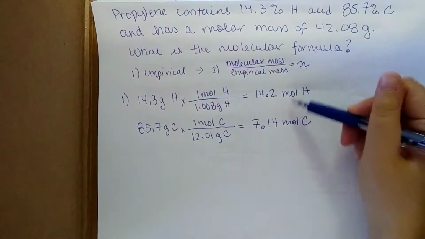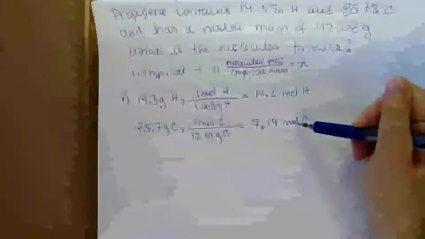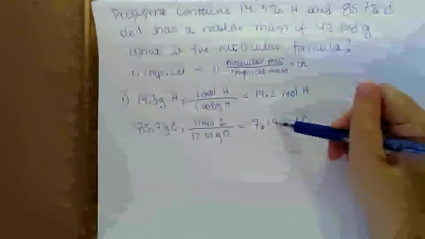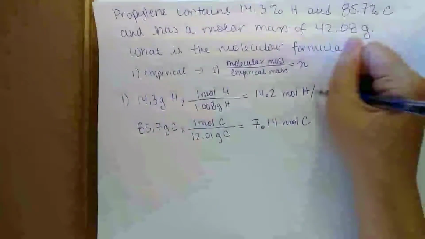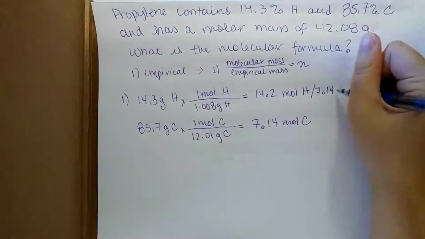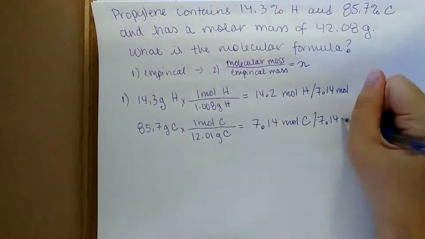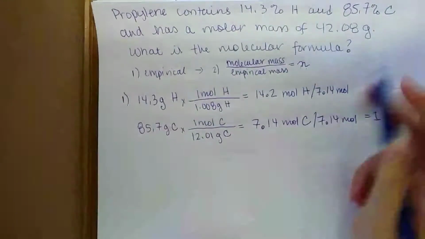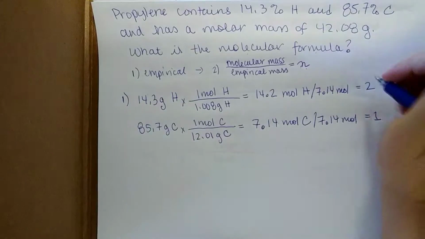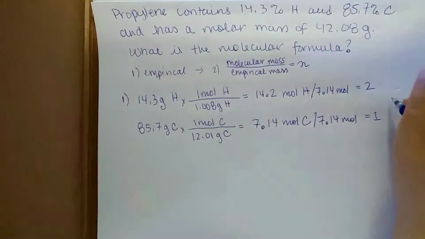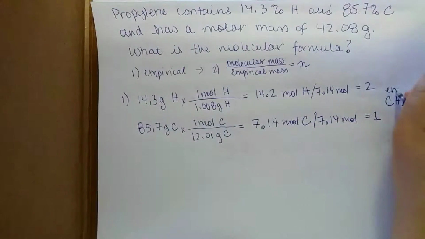Now that we have both of these quantities in moles, we're just going to divide by the lower number of moles, which in this case is the 7.14. So 7.14 moles over 7.14 moles, of course, this is 1. You can kind of see from inspection this is 2. So now we know our empirical formula, and we know it to be CH2. So this is once again empirical.